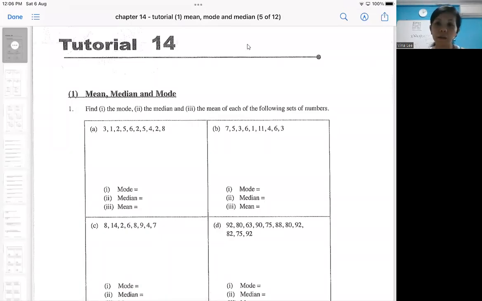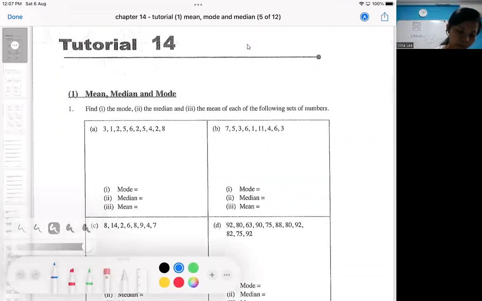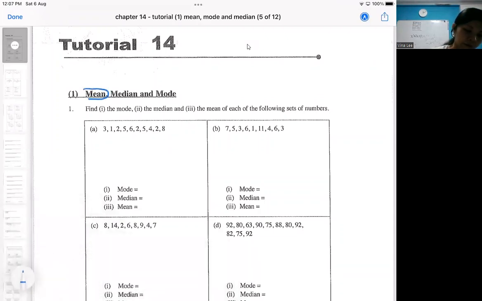So for this part of the statistical data analysis, we'll be learning something called mean, median, and mode. There will usually be some confusion, so let's just break it down first. Mean is the primary school average that you learn.